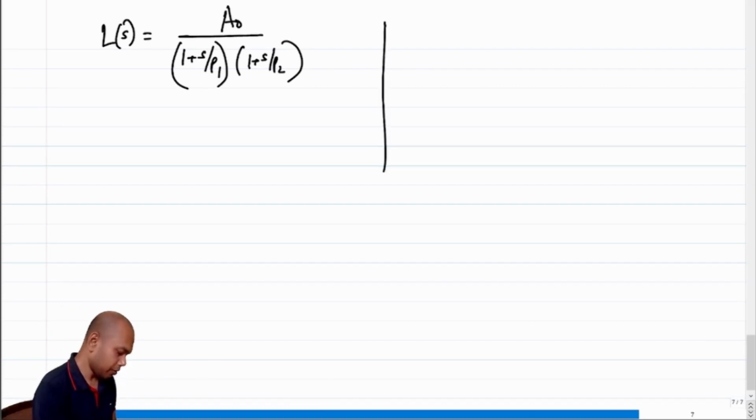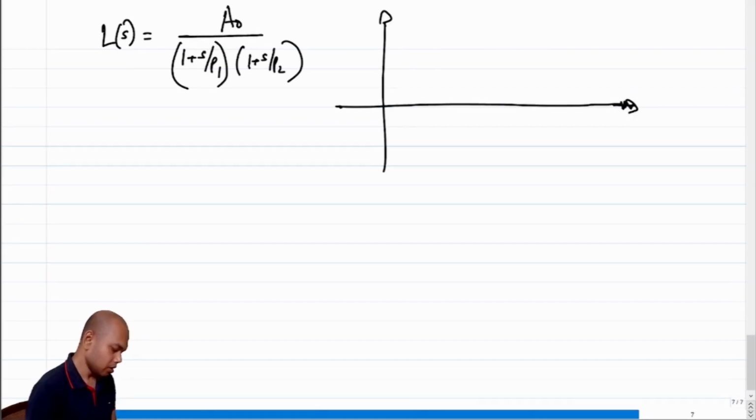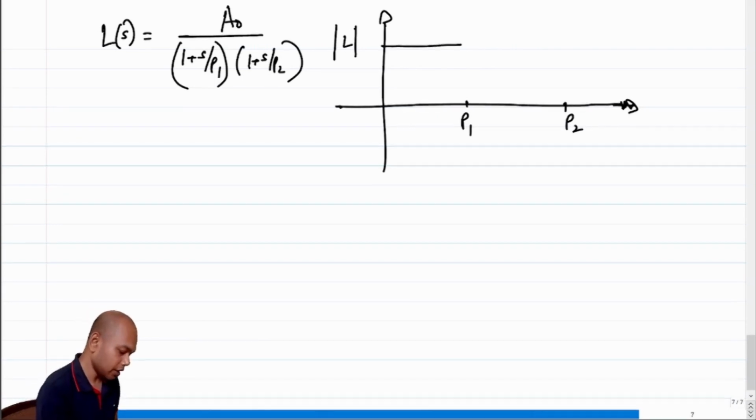Okay. So if I sketch a Bode plot, so what should I see? Mod of L, I should see somewhere. I would know the locations of the poles in advance. So let's say this is P1. Let's say this is P2. So I will sketch the transfer function, and it will be something like this.